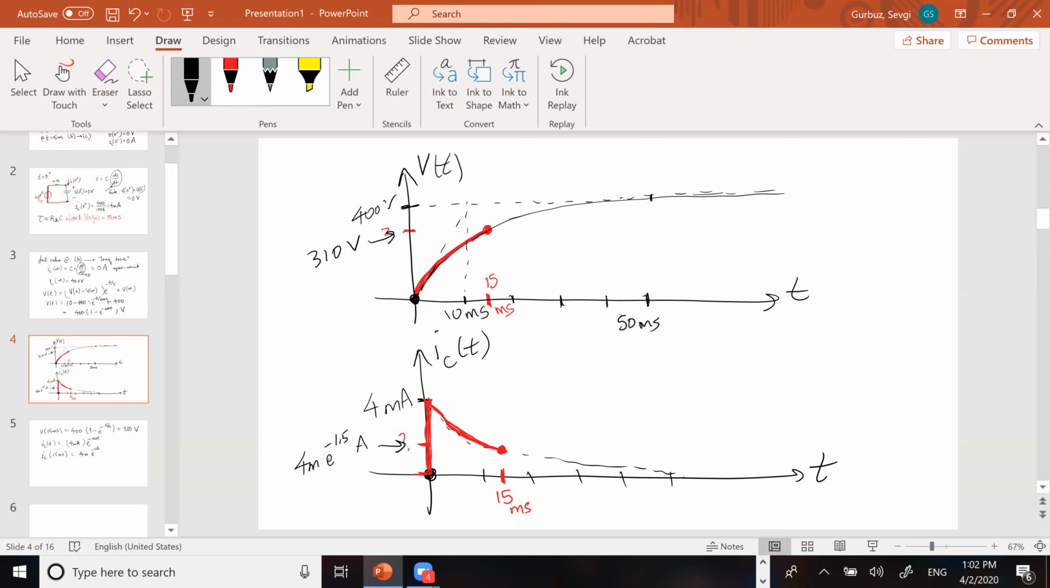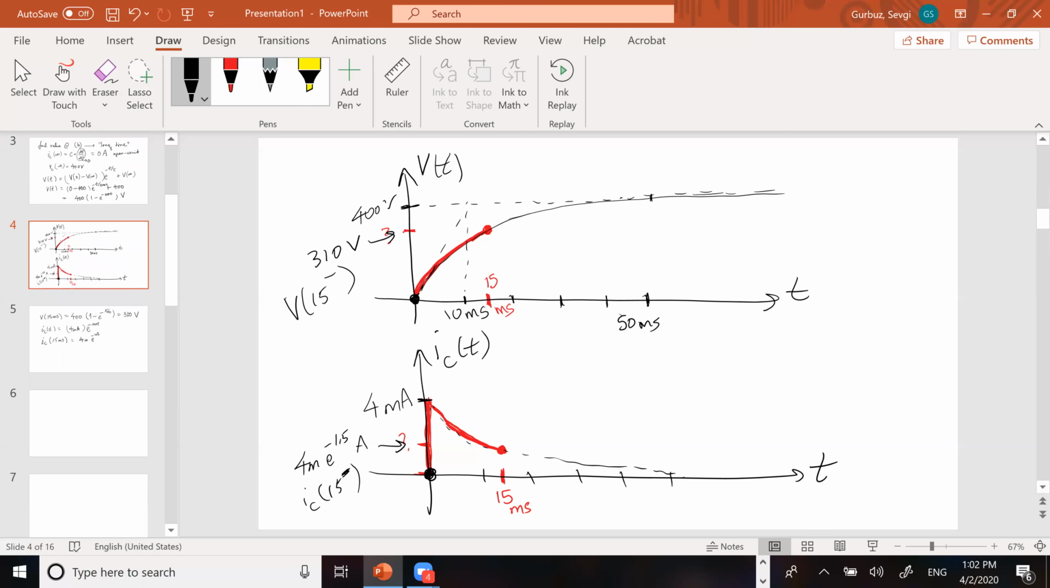These intermediate values are now the initial conditions for a new set of calculations that considers what happens when the switch changes from B to C. So another way of thinking about this is that these values are telling us what V of 15 minus is, and this would be IC of 15 minus. And now if we want to see what happens in the next step, we have to calculate what these new values are going to be instantaneously after the switch changes position from B to C.